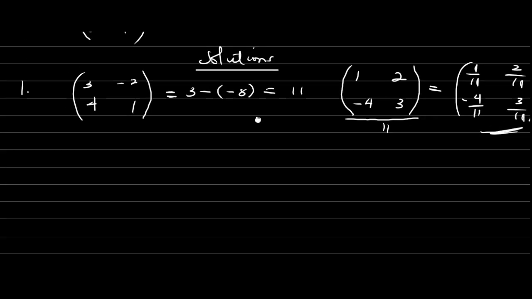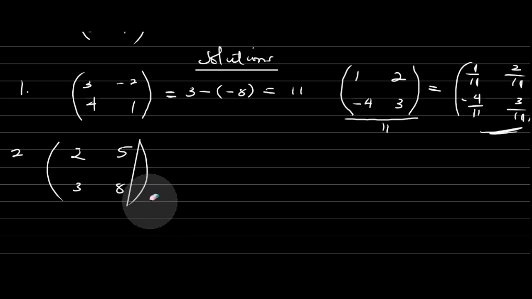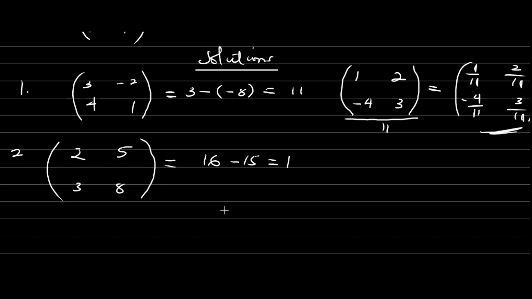Then the second one, we have 2, 5, 3, 8. All right. So the determinant of this matrix will be 8 times 2, that is 16, minus 3 times 5, that is 15. So the determinant is 1.